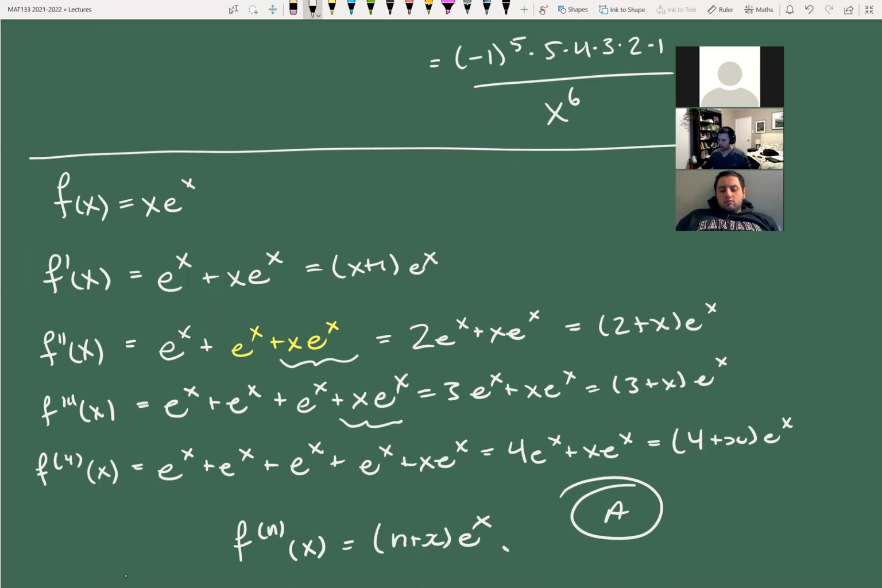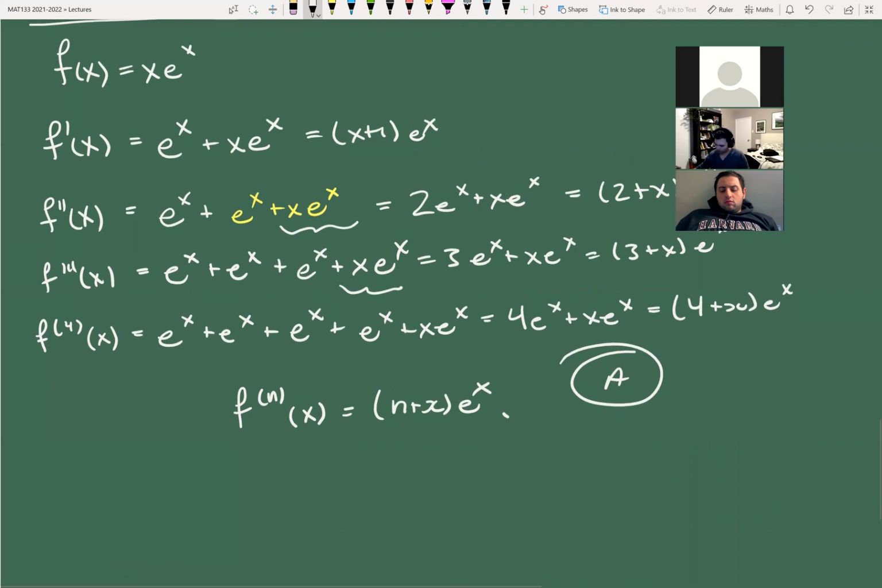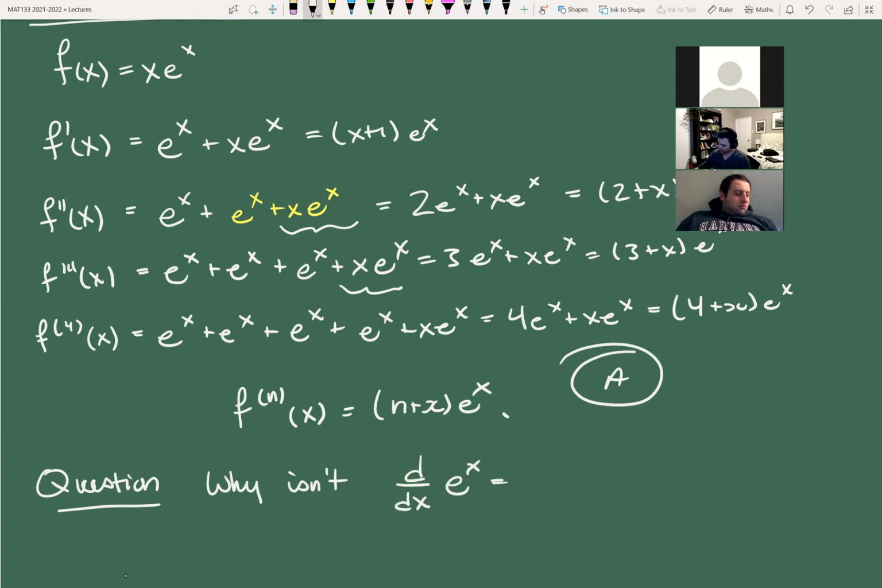Okay, now I got a very important question, which was the following. So why isn't the derivative of e to the x equal to x e to the x minus 1, like applying the power rule here? I just want to be clear, because this is written down, that this is not correct. So I don't want you to see that and accidentally think that it's correct.